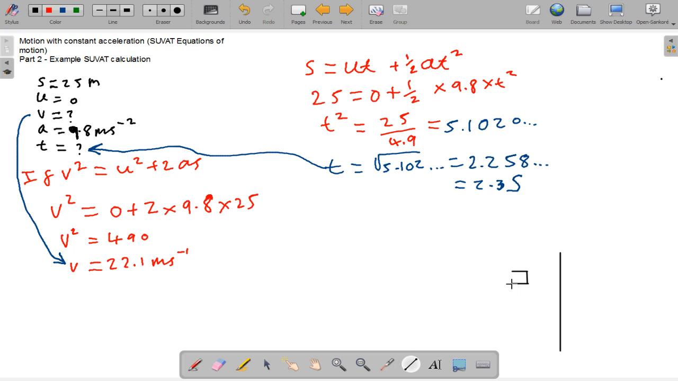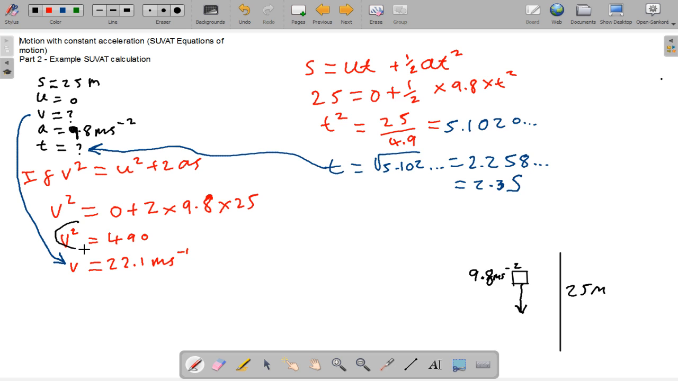So to visualize what I just said in words, we have a block here, and here's the wall of the house, and it's 25 meters, and here's the falling block or tile, and it falls at 9.8 ms minus 2. So then you choose the equation with only one unknown quantity. We'll choose v squared first, and then you can substitute u, a and s into the equation.